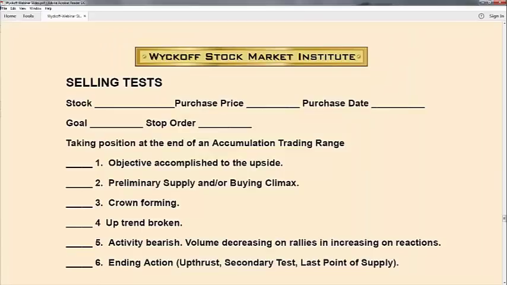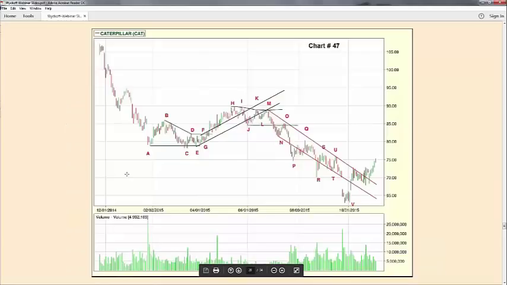Now let's talk about selling tests. Was the preliminary objective accomplished to the upside? Did we have preliminary support and a buying climax? Was a crown forming? Was an uptrend broken? Was activity bearish? And do we have ending action? It's basically the same thing as the buying test and kept in reverse. So let's take a look at Caterpillar.